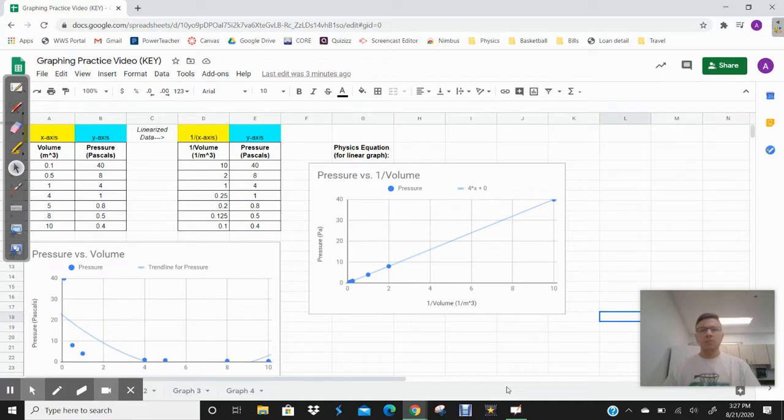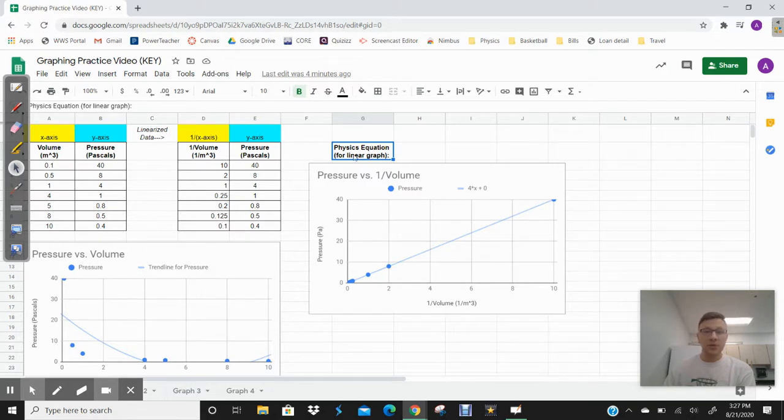Okay. So we should have already talked about physics equations in class. And if not, there is a tutorial in the graphing playlist. So let's jump into this here. We've already done parts 1 and 2. I have my linear graph. The physics equation is only for linear graphs. What I'd like you to do is go ahead and type physics equation in one of the boxes over here and put your linear graph right underneath it.